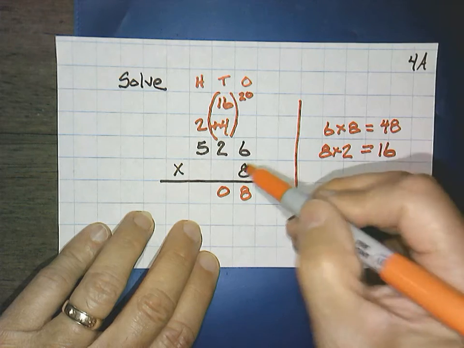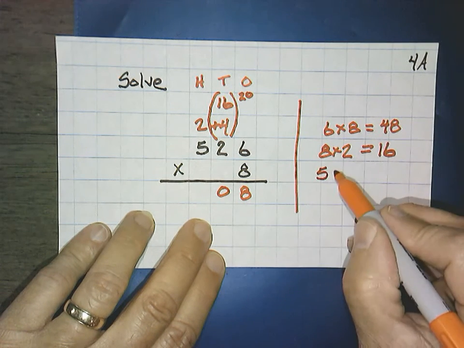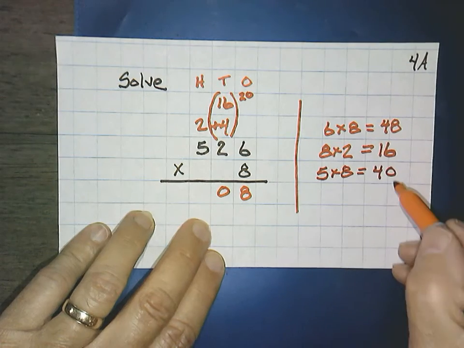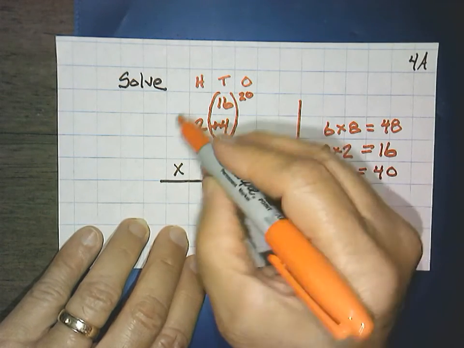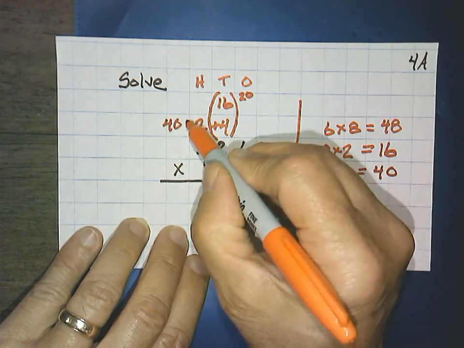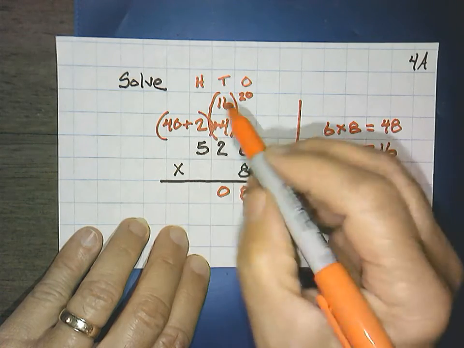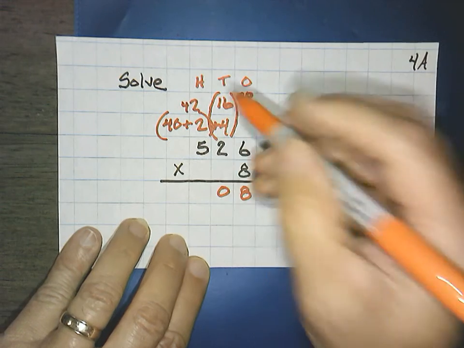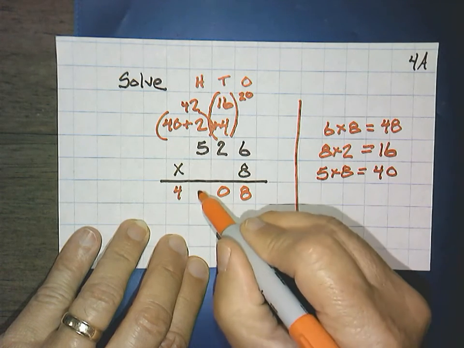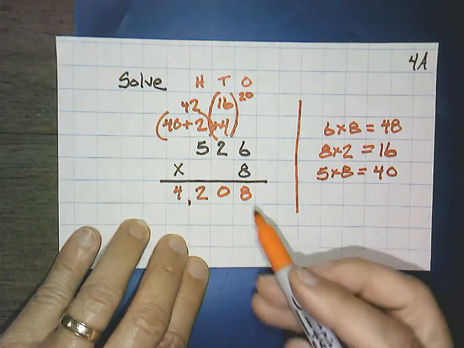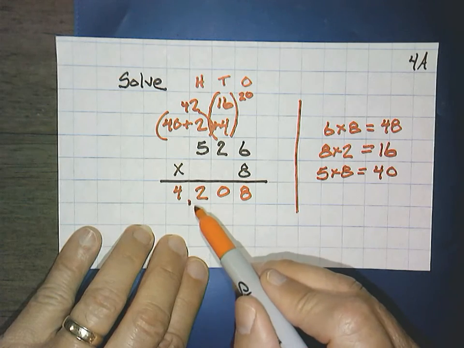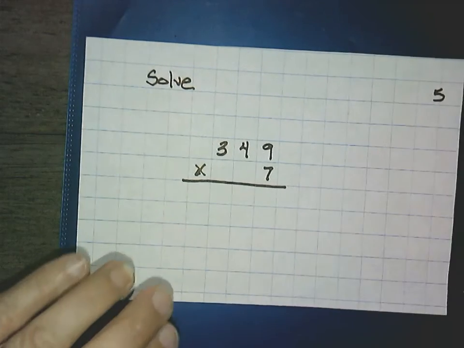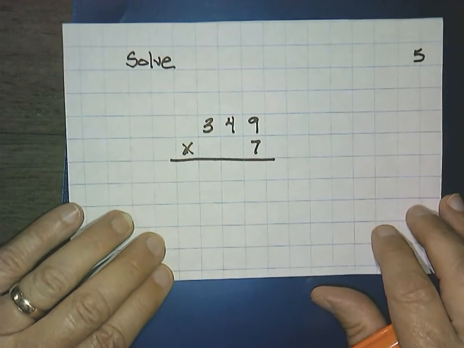Finally, 5 times 8. That would equal 40. And I'm going to add 40 with the 2 that we already had that was regrouped, and that would be 42. So when I write 42, and don't forget your comma, your product would be 4,208. And finally, one more, and again, you can pause if you want to give it a try.